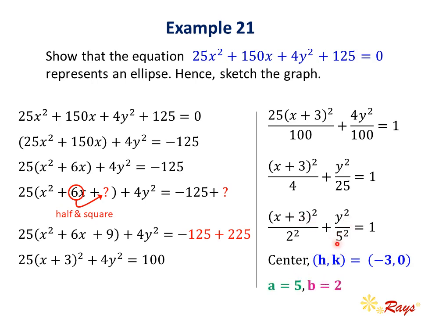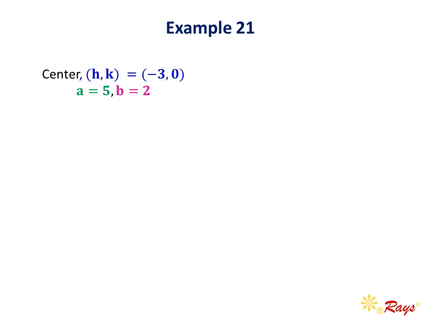And a is always the greater denominator. So a is 5, b is 2. And by looking at this equation, we know that the major axis is parallel with y-axis. So these are the information we have gotten so far. Now we can find c using the formula of square root of a squared minus b squared. Substitute the values of a and b. So therefore c is equals to square root of 21.